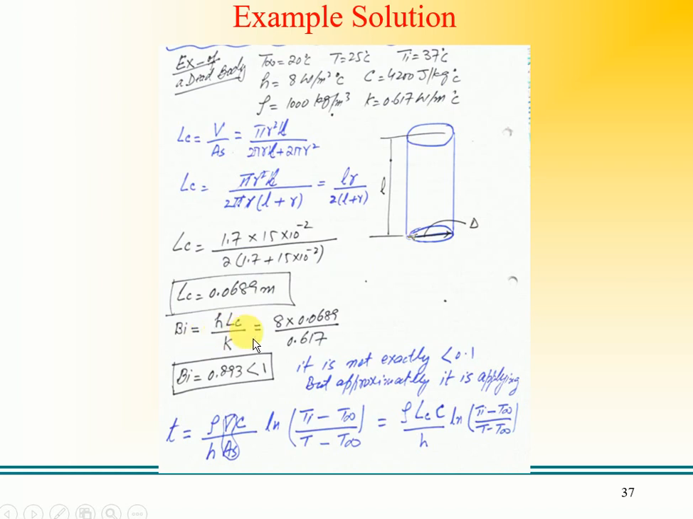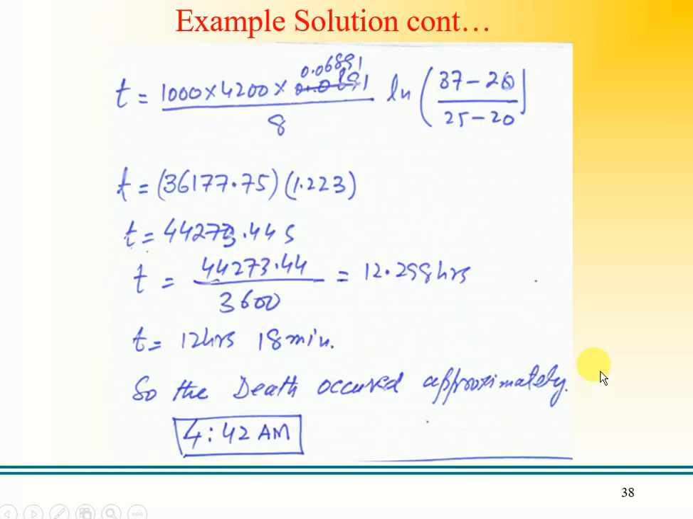Now the Biot number is h Lc by k. It's 8 into 0.0689 divided by 0.617. You see the Biot number is 0.893, which is less than 1, but it is not exactly less than 0.1. But approximately, I'm solving this problem and trying to find the time. So we know that t is rho V c by h As. V by As is the characteristic length. So it's rho Lc c by h, times ln of (Ti minus T infinity) over (T minus T infinity).